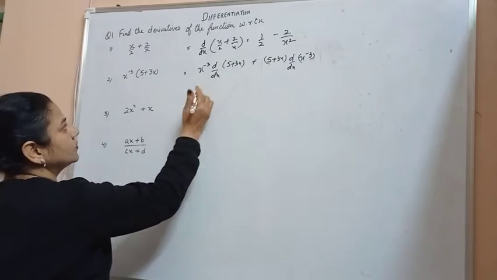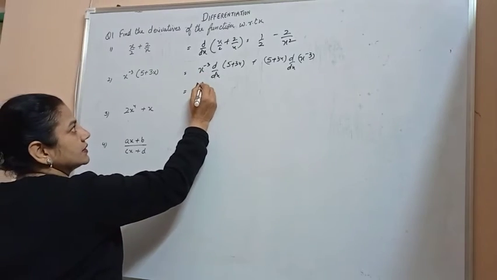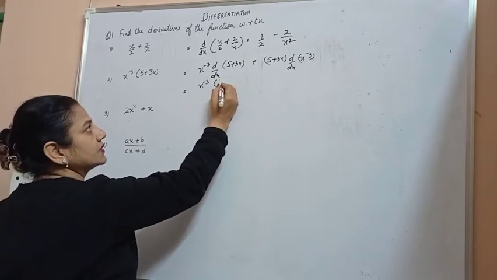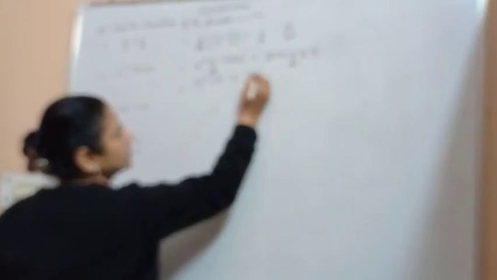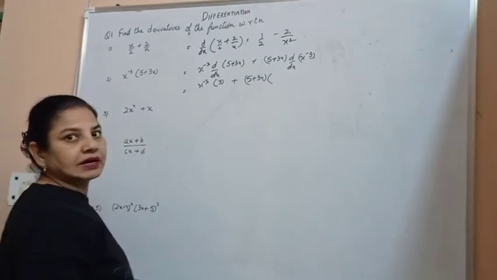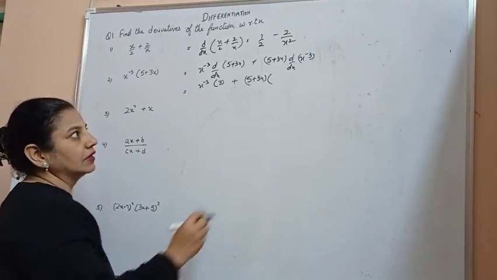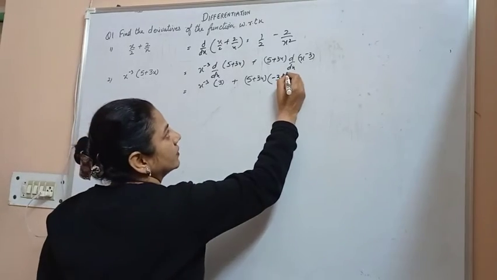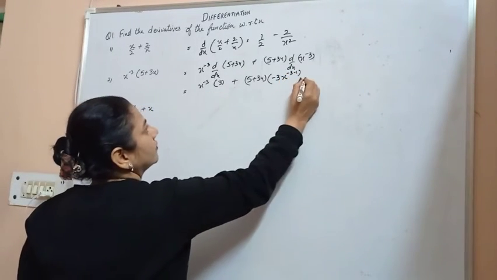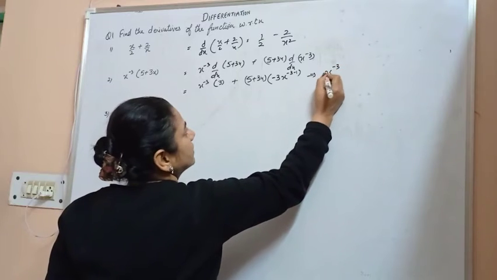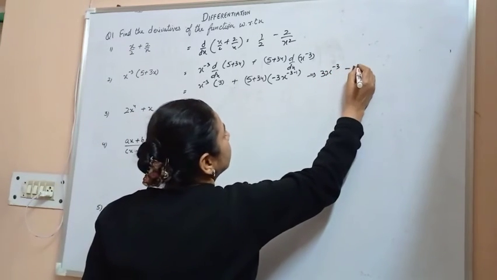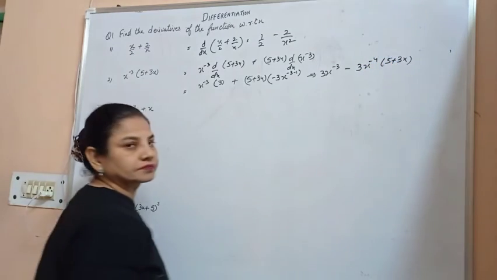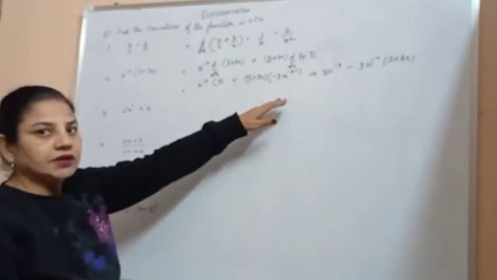So first function is, you can see over here, as it is, derivative of second function: 5, a constant, is 0, and the derivative of 3x is only 3, plus 5 plus 3x, derivative of x to the power minus 3. Here we apply the power formula. It says the power comes forward, x to the power, and 1 is subtracted from the power, minus 3 minus 1. So we have x to the power minus 3 times 3 minus 3x to the power minus 4 into 5 plus 3x. This is the derivative of the given function.